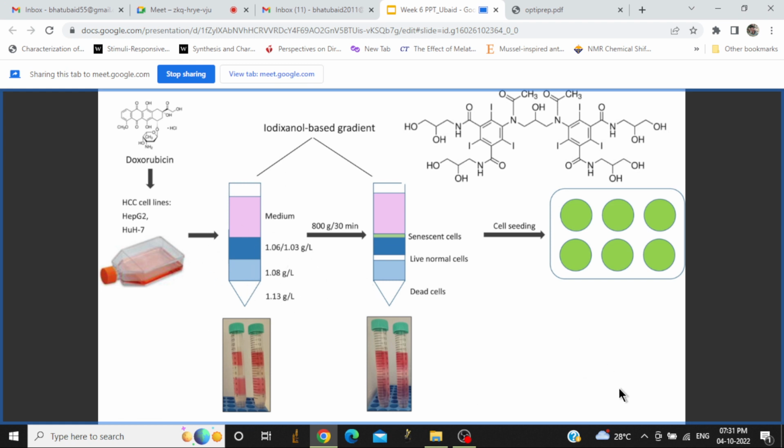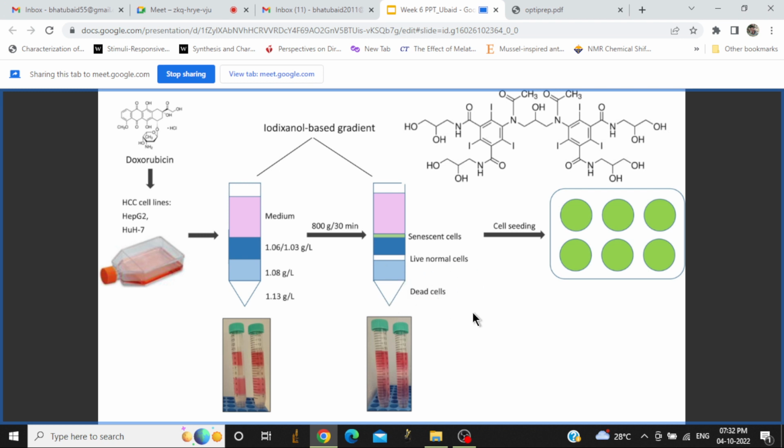So here I am giving one example. They have separated different types of cells using this iodixanol-based gradient. So what they have done: they treated HepG2 or HUH7 cell lines with doxorubicin, which is an anti-cancer drug. And after that they removed the cells, and the cells are in this medium, and they added them to this iodixanol-based or OptiPrep-based gradient. Different densities of OptiPrep were prepared and added in the centrifuge tube. After that, this media is added, and they centrifuged it at 800 g for 30 minutes. And after centrifugation, different types of cells are separated based on their densities.